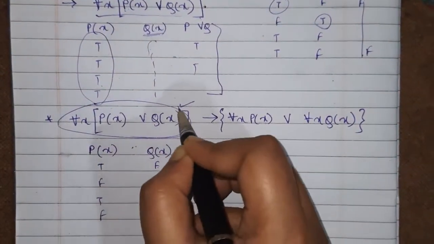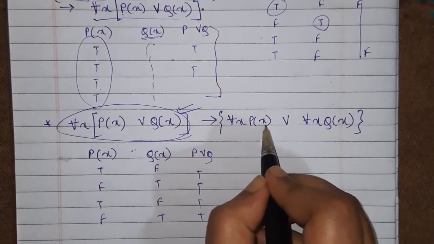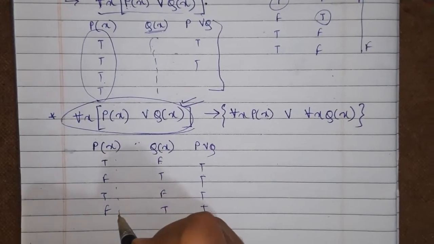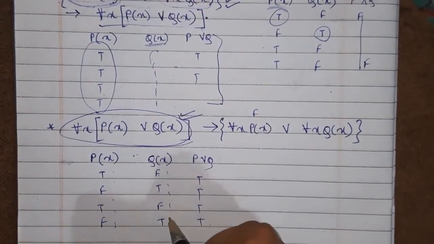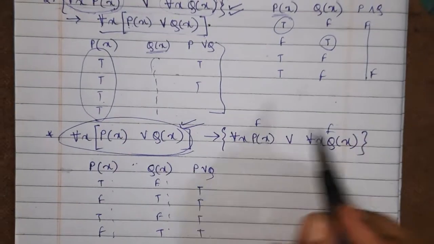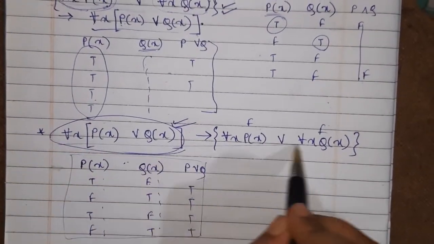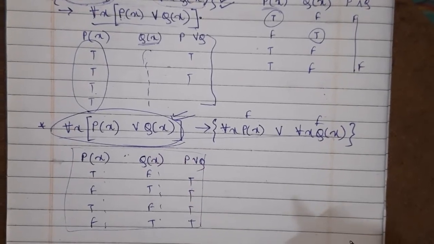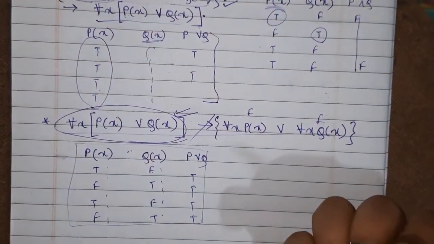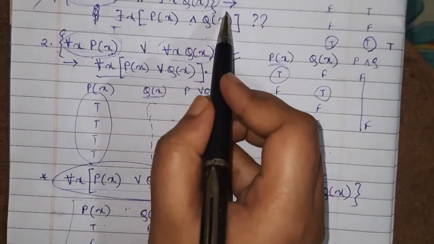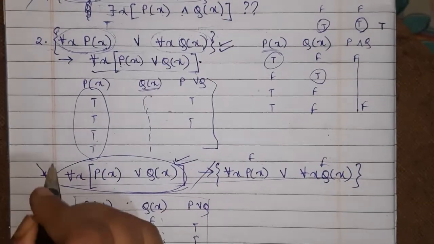This side becomes true. But for all x p of x, here all are not true, so this is false. Similarly here all are not true, this is also false. So we have a counterexample for which this is not a tautology, or this is not true. So this does not imply this one. Like earlier it was not implying, similarly this also does not imply.